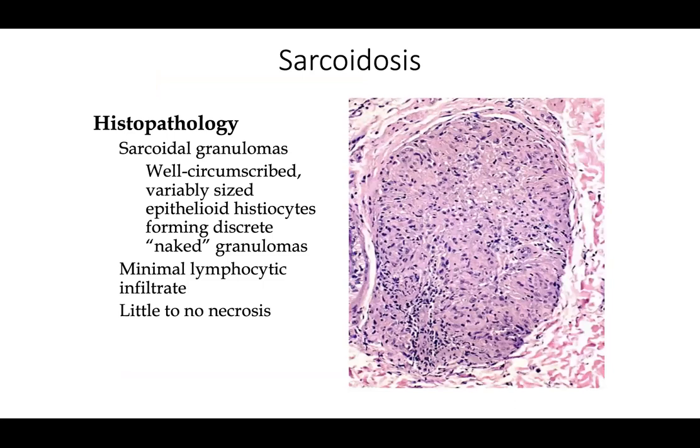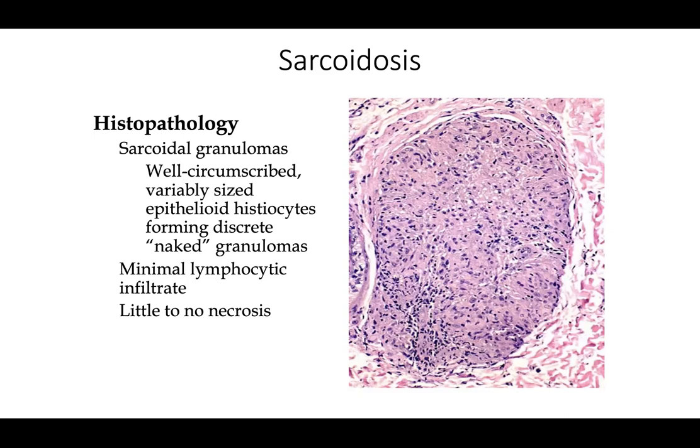So here is a picture of a sarcoidal granuloma. It's well circumscribed, variably sized epithelioid histiocytes forming discrete naked granulomas with minimal lymphocytic infiltrate and little to no necrosis. We had a recent case of a pediatric patient that was presumed to be eczema, came in and was not responding to traditional treatment. Biopsy revealed sarcoidal granulomas, and it was a case of early onset pediatric sarcoidosis.